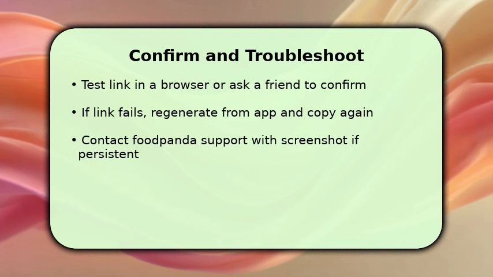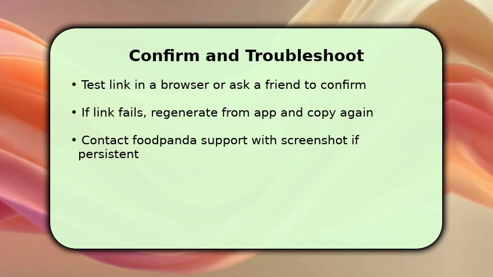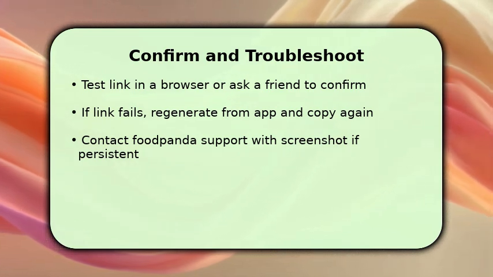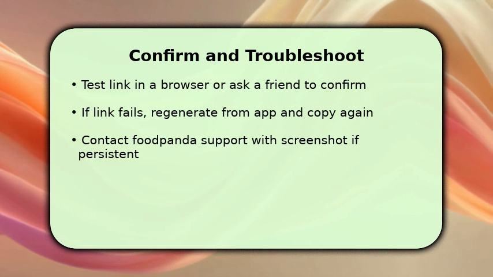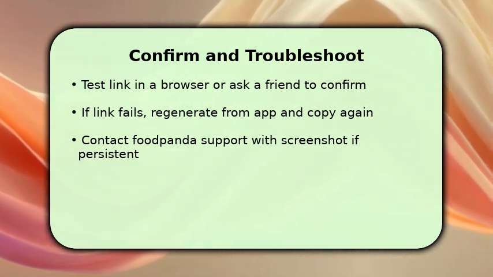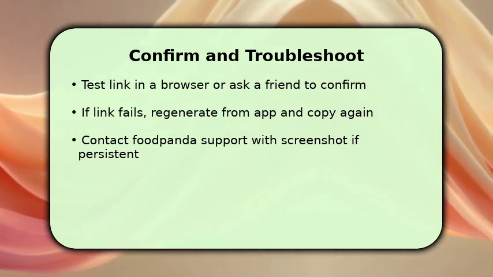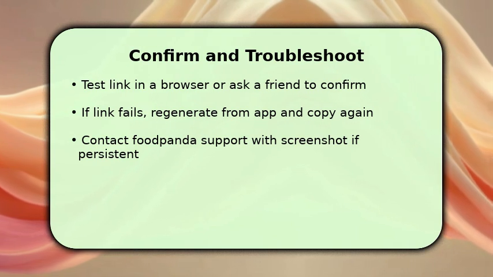If the link doesn't load or shows an error, go back to the app, regenerate the share link, and copy it again. Do not type. Make sure the recipient has the latest app or uses a compatible browser. If problems persist, capture a screenshot and contact Foodpanda support. Include your account details and timestamps so they can resolve tracking issues quickly.